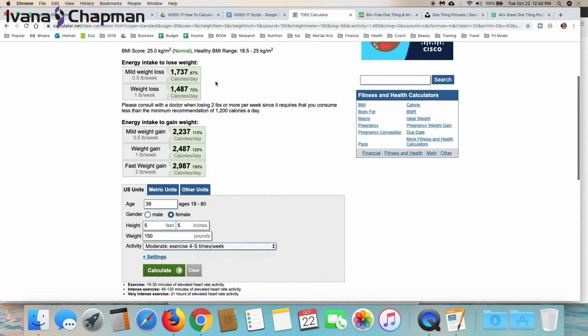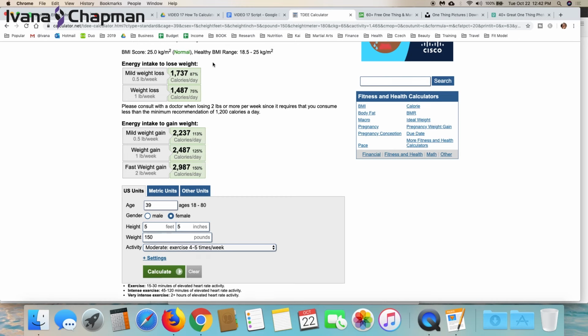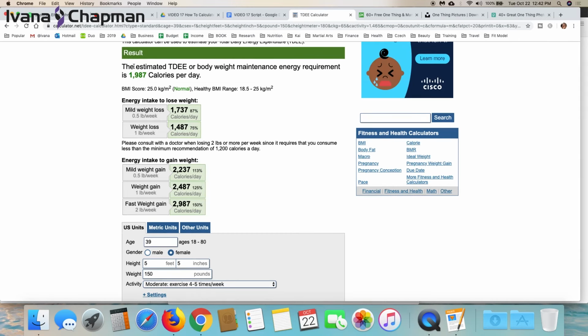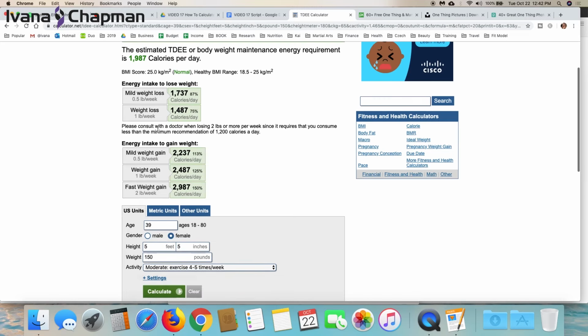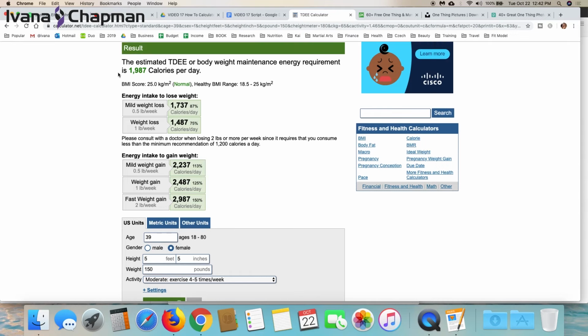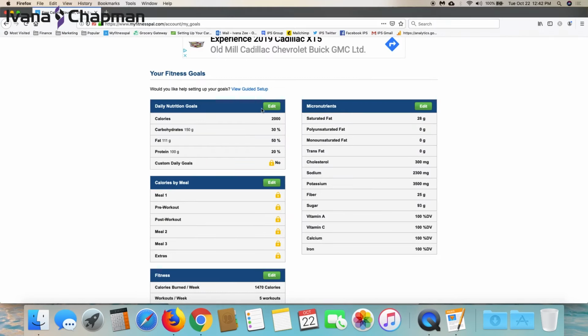And it actually does the calculation for you where it says energy intake to lose weight. So a mild weight loss of about half a pound per week, that's taking off 250 calories from the maintenance. So that would mean you're losing about that half a pound. This is the slightly quicker weight loss. So if you want to lose 1 pound a week, you would subtract 500 calories each day from your maintenance, and that gets you that. So we're going to use that 1737. Because we're going to go for a mild weight loss, and we're going to enter that here.